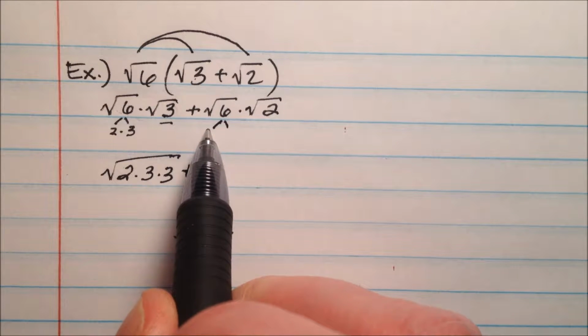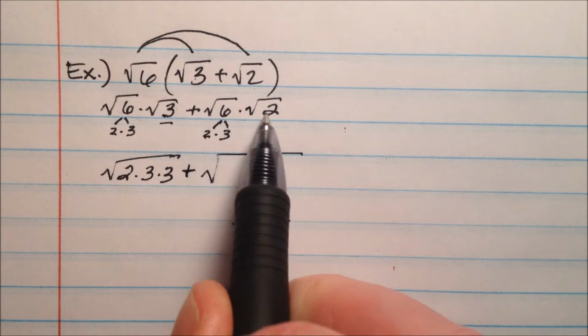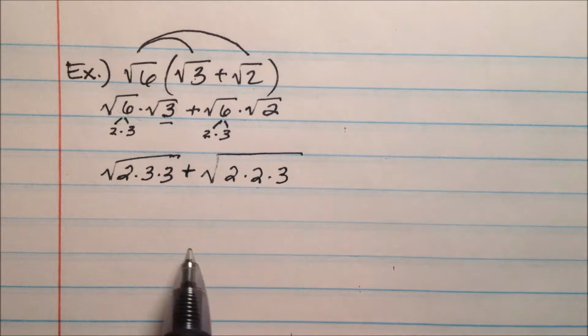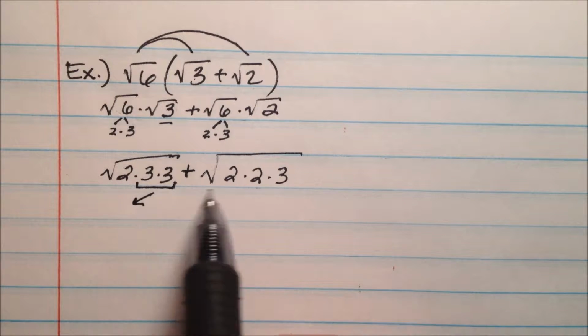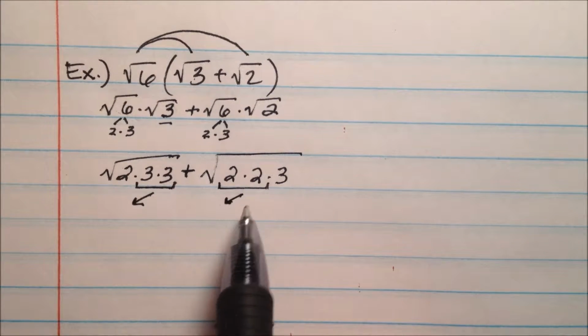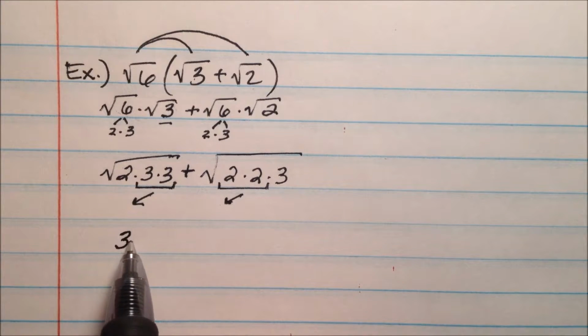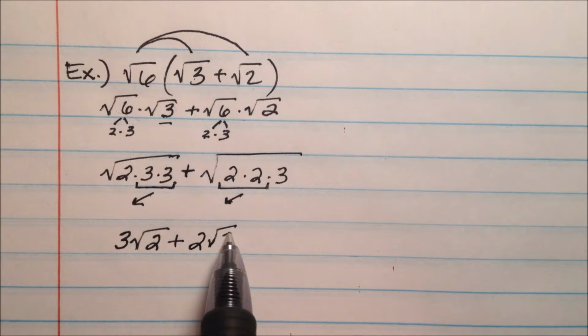Plus, and then we said that the 6 was 2 times 3. So I'll put the 2 and this 2 and the 3 in that order, again from least to greatest. Easier to group things up that way. So this one has a pair of 3's that will come out, and this one has a pair of 2's that will come out. So our final answer for this one will end up being 3 times the square root of 2 plus 2 times the square root of 3.